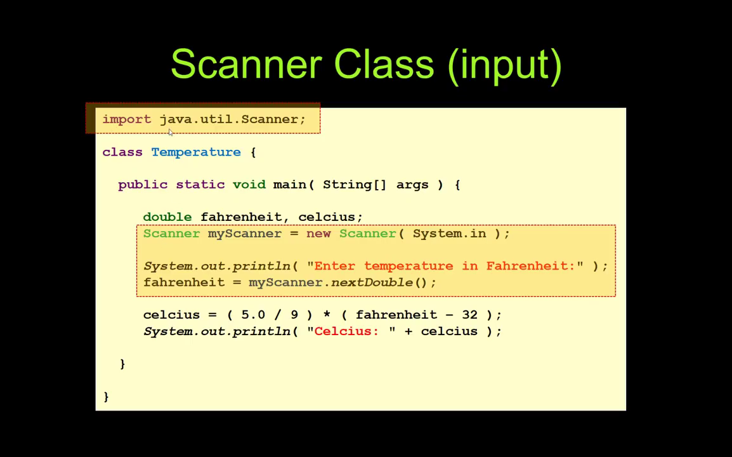You have this import java.util.Scanner to use the Scanner class. And a Scanner with the variable name myScanner is a new object from the Scanner class, and this is initialized with System.in, which is the keyboard input. And you print out the message to enter the temperature in Fahrenheit, and then you use myScanner.nextDouble to read in the value entered, then do the conversion and print out the Celsius of this Fahrenheit input.